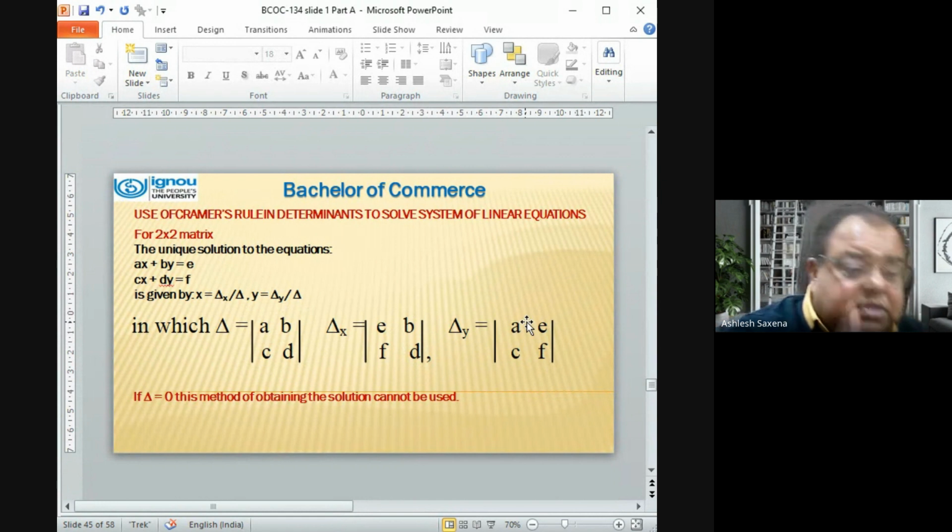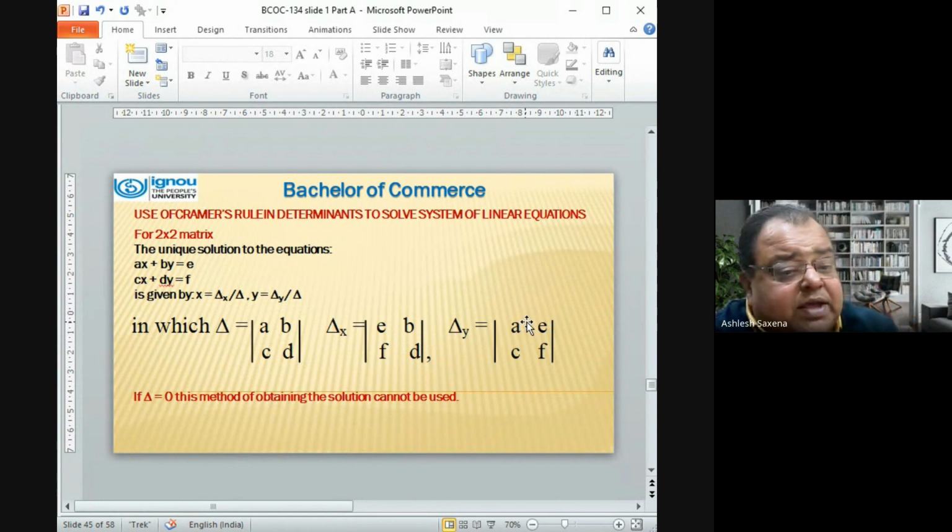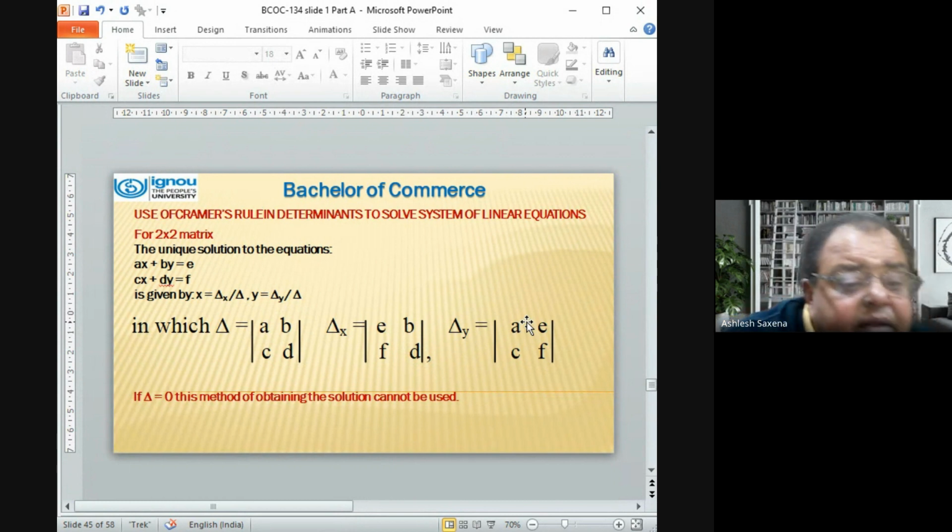Now this method is applicable only when delta is not equal to 0. And if in case delta becomes 0, we cannot apply this.